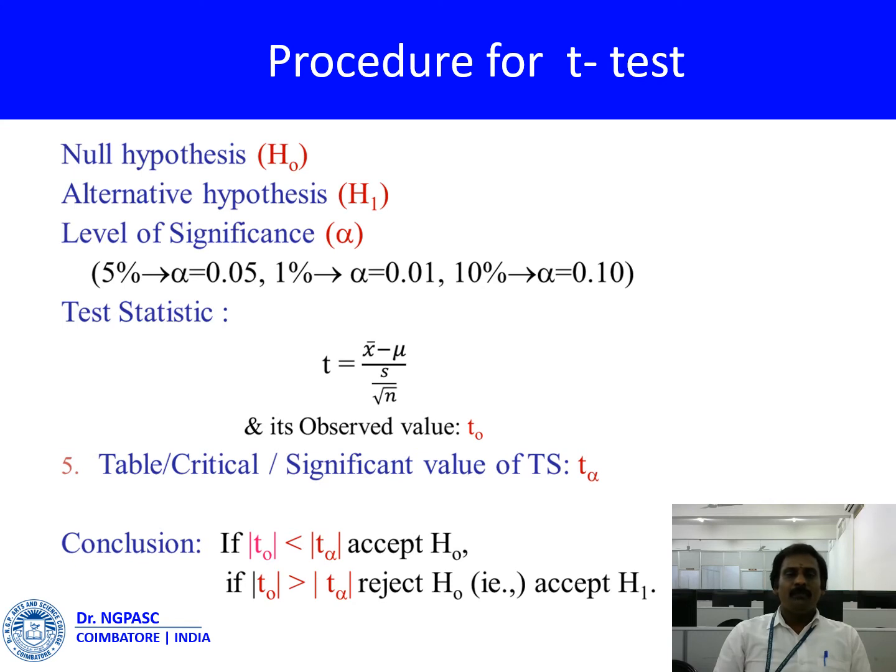And the table value, the critical value or significant value of the test, t alpha. Then the last step, the conclusion: if t0 is less than t alpha, accept H0. If t0 is greater than t alpha, reject H0 and accept H1.